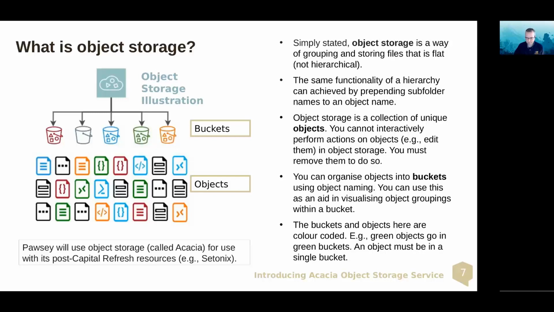So that's how we can capture hierarchies with a flat storage system. So we've got buckets here, and every storage access on Acacia has up to 1,000 buckets available. And in each bucket, you can have 100,000 objects up to a hard limit of 1 million objects. So there's quite a few objects that you can store in a bucket.